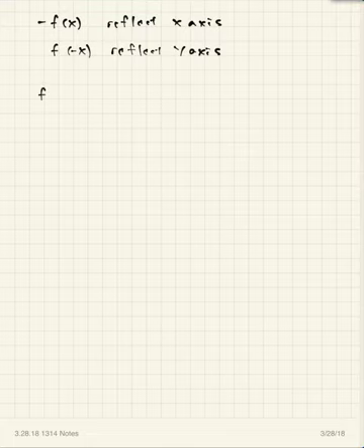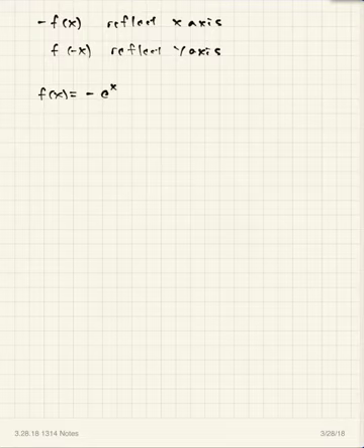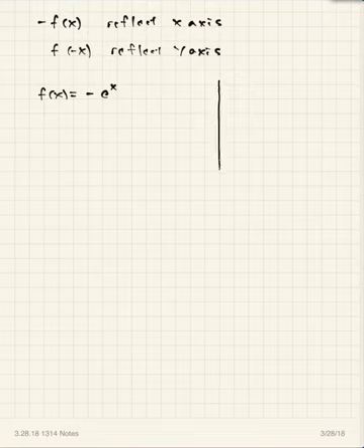So for our problem, we want to look at f of x equals the negative of e to the x. Right? And so that would be the graph of e to the x, but reflected around the x-axis.